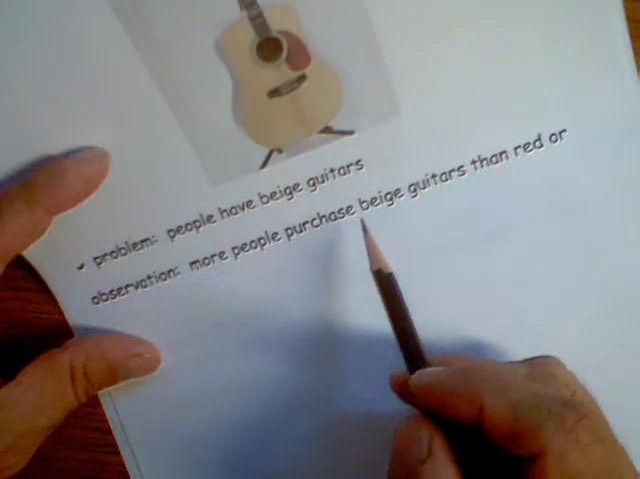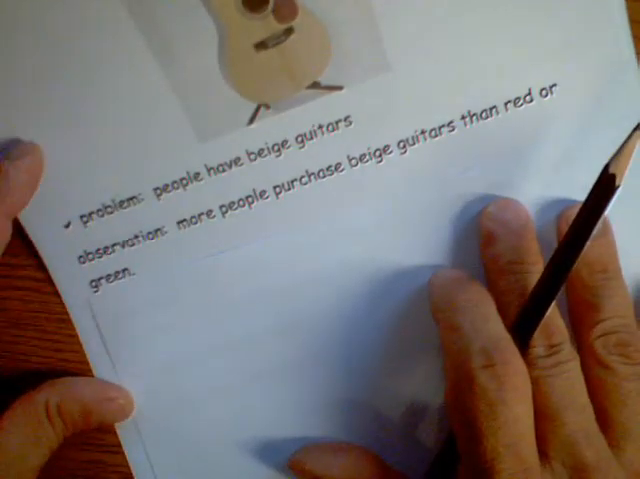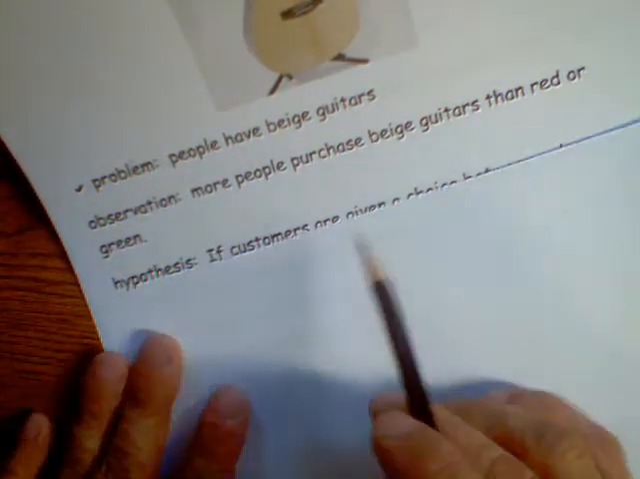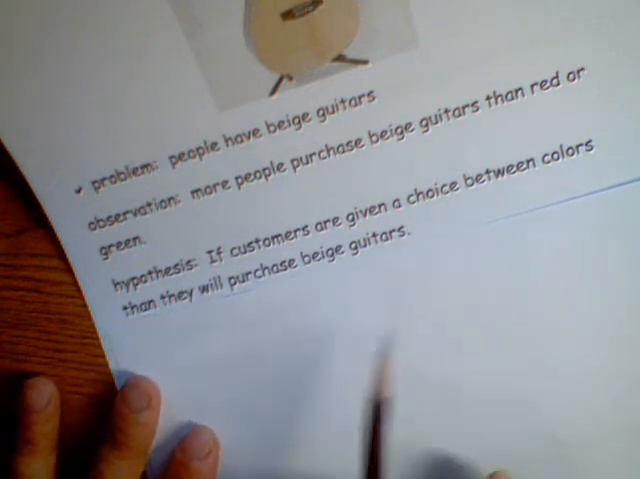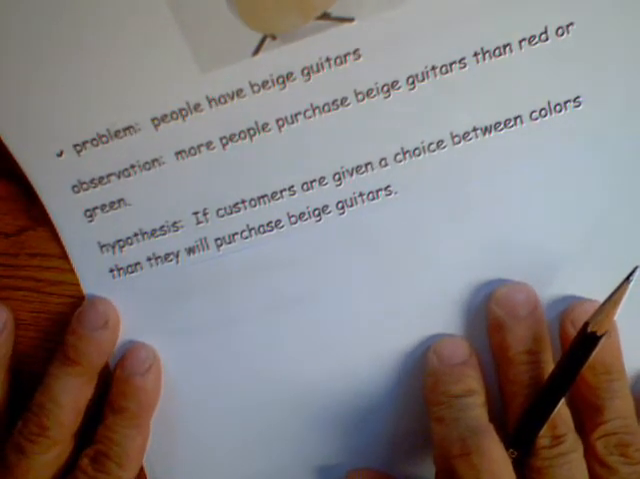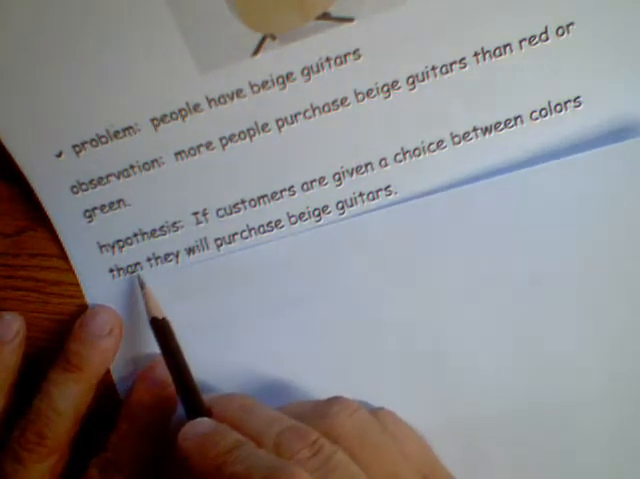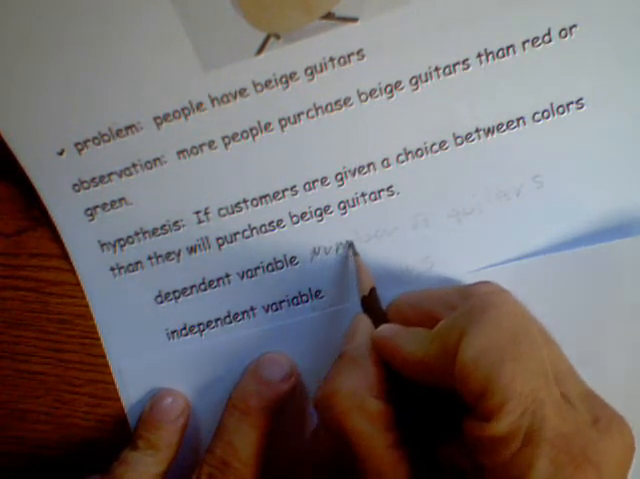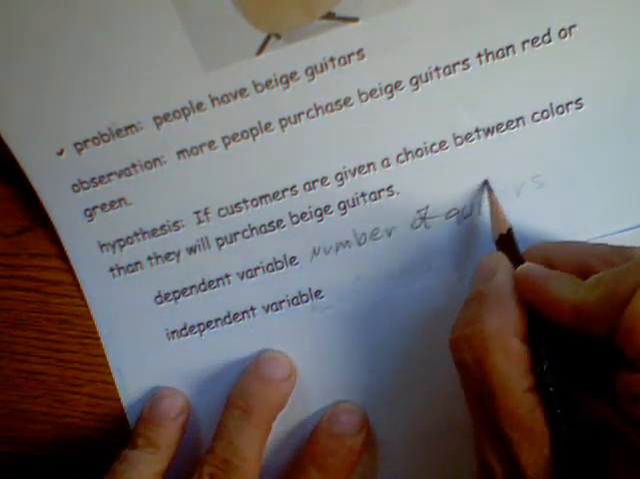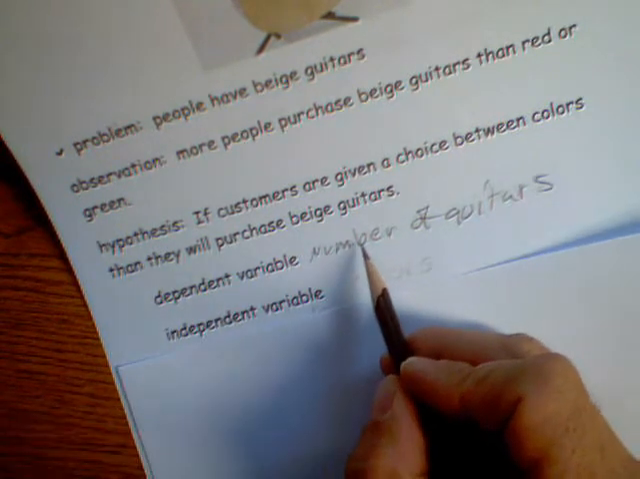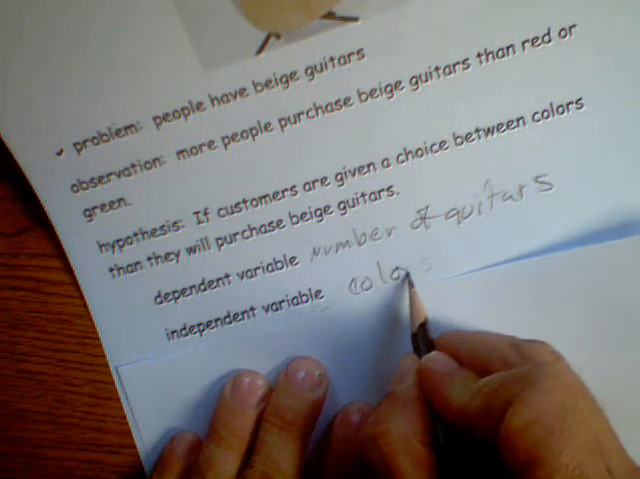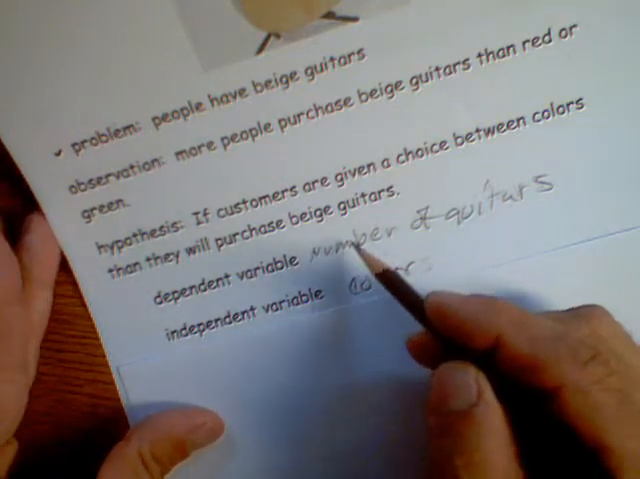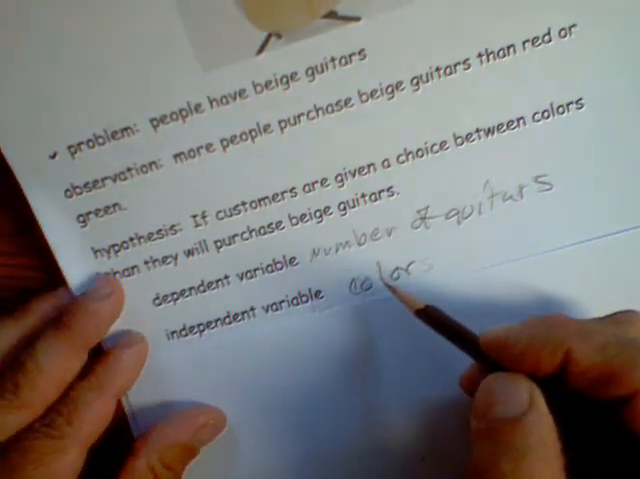All right, so here's another one. Our observation is that more people purchase beige guitars than red or green. That's an observation. It's just filled with facts. You can collect these numbers. Hypothesis: if customers are given a choice between colors, then they will purchase beige guitars. Nice hypothesis because it has a nice if-then. That makes it nice and tidy because the dependent variable is the number of guitars. The number of guitars depends on the color, and the color in this situation is beige. So you should be able to identify the dependent and independent variable.